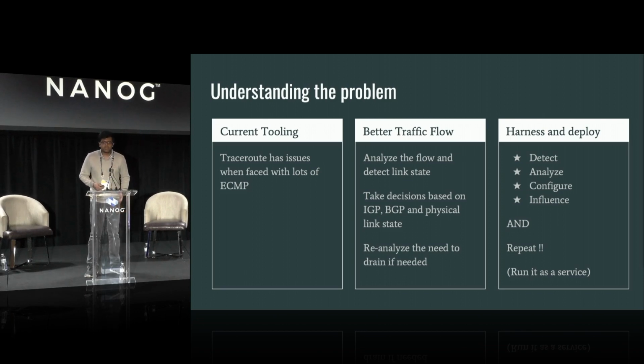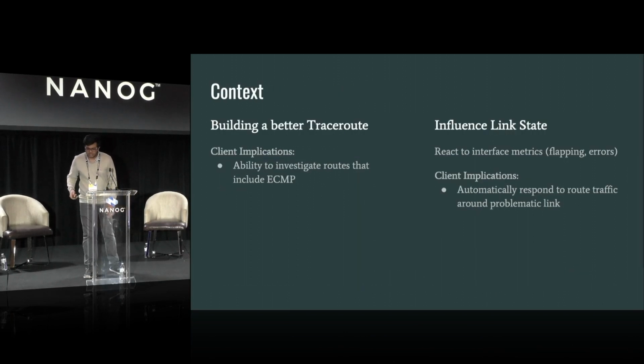So what we eventually wanted to reach was a stage where we can run this custom traceroute and find the hop which does not give back the data we need, and then we can analyze that link and basically take it out of the network. But we couldn't complete the integration at the end. So yeah, the context was to be able to investigate routes which have ECMP and then be able to influence the link state, the underlying IGP for the same, and then being able to automatically respond to route traffic through some other path.